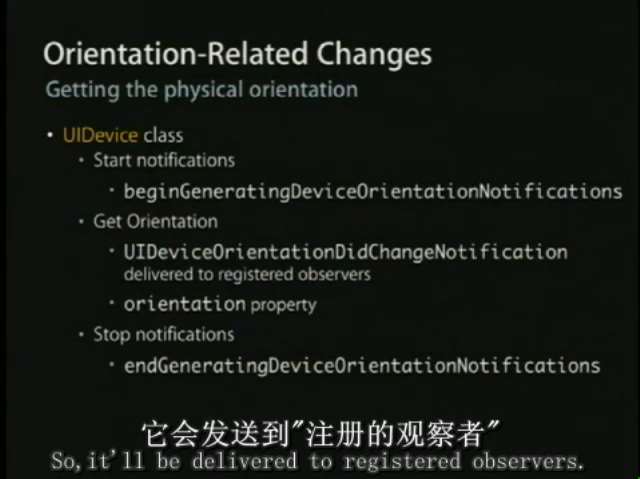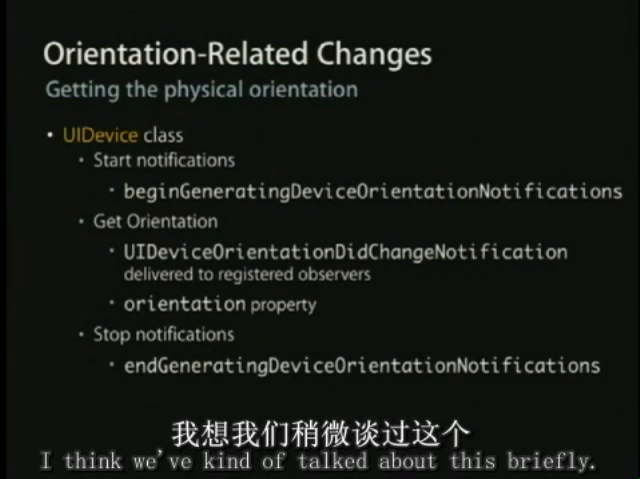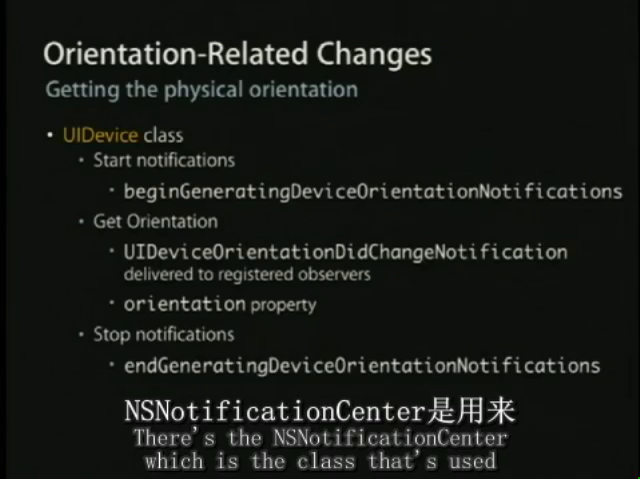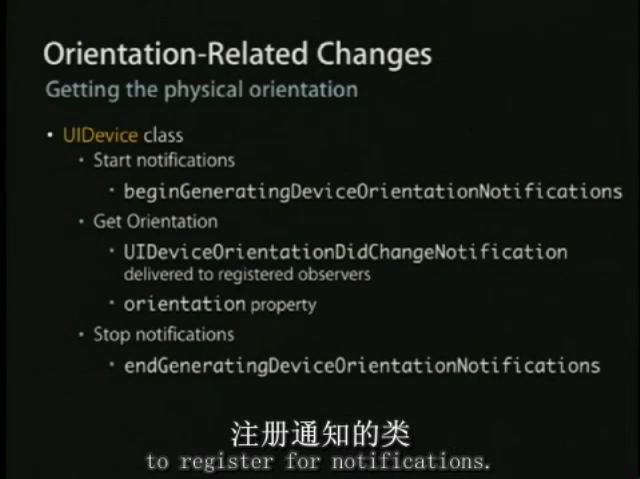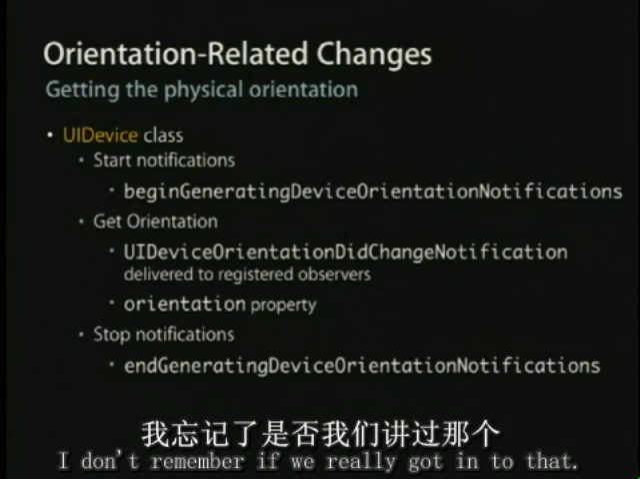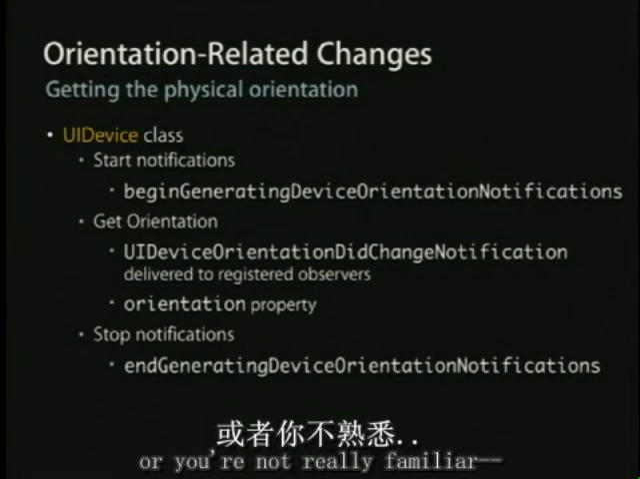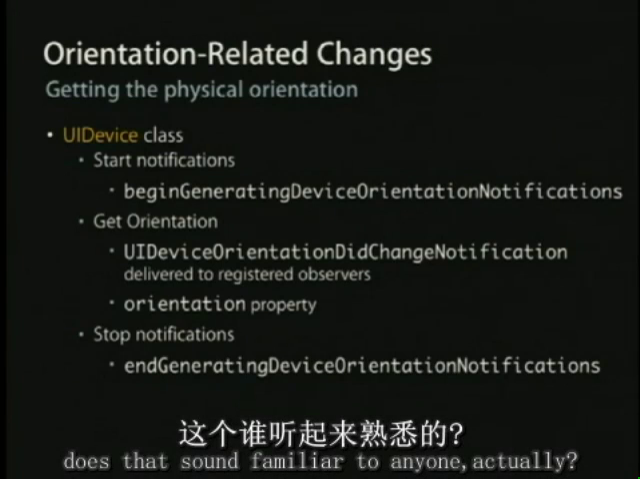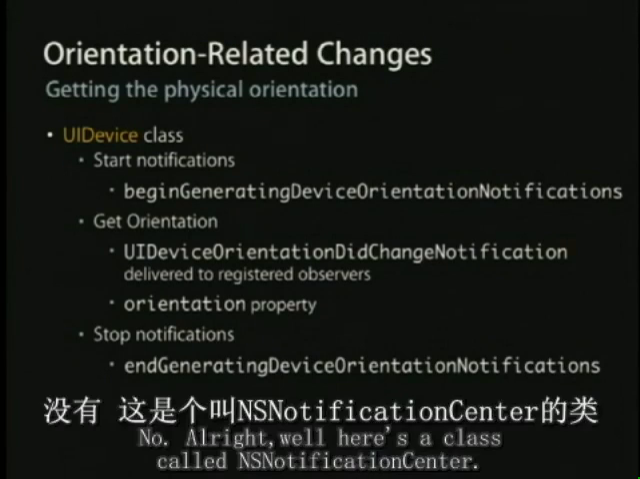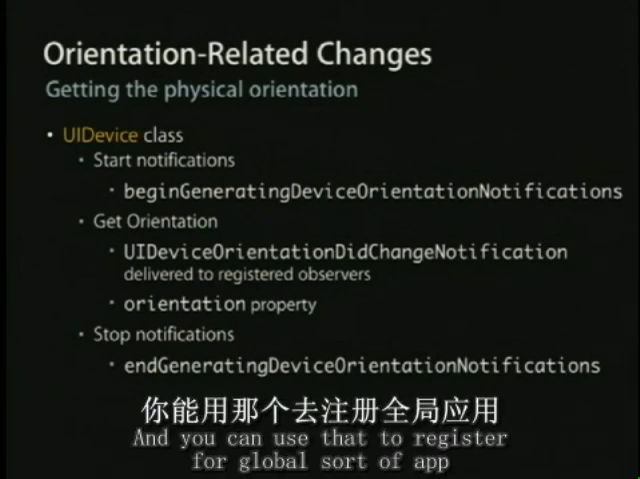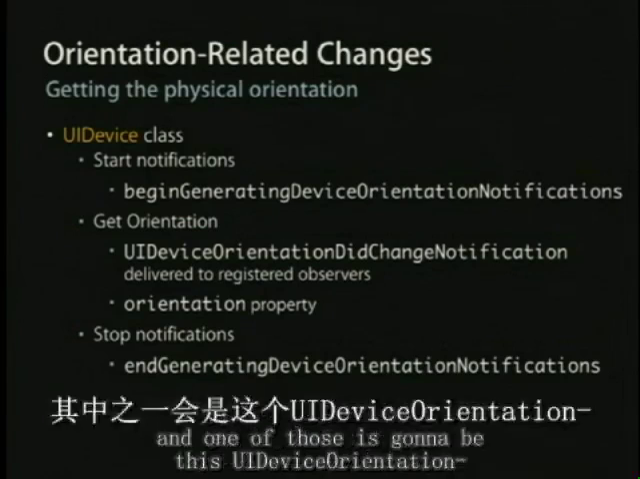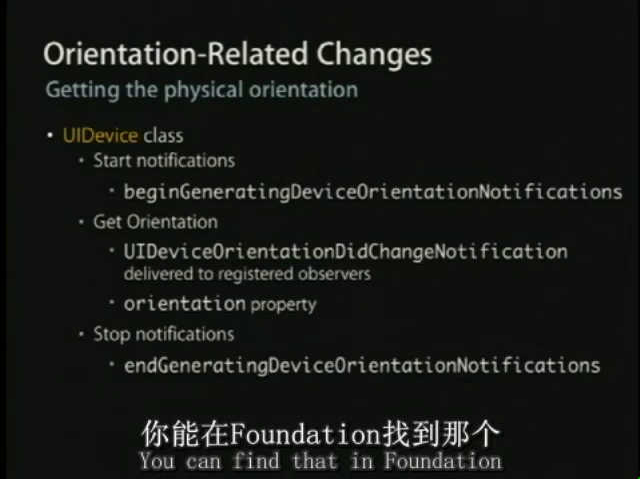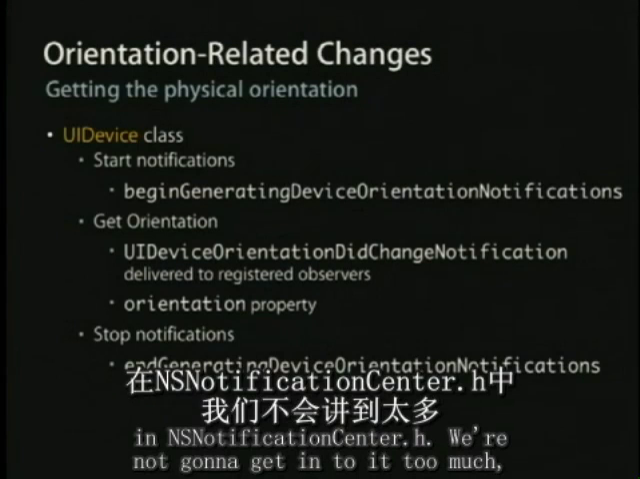It'll be delivered to registered observers. I think we've talked about this briefly. There's the NSNotificationCenter, which is the class that's used to register for notifications. I don't remember if we really got into that. If we didn't talk about it yet, or you're not real familiar, does that sound familiar to anyone? Heard about it? No? All right. Well, there's a class called NSNotificationCenter, and you can use that to register for global, app-wide or system-wide notifications. One of those is going to be this UIDeviceOrientationDidChange notification. You can find that in Foundation in NSNotificationCenter.h.